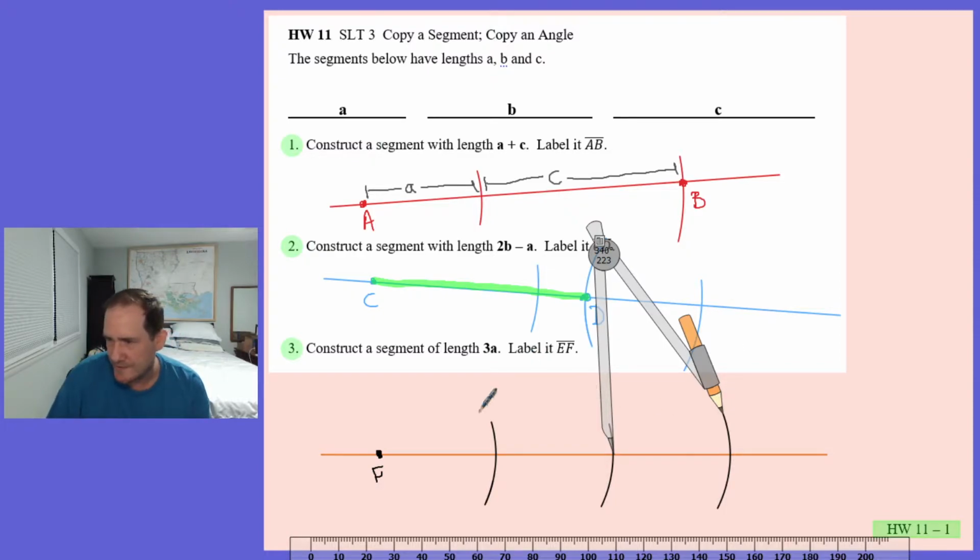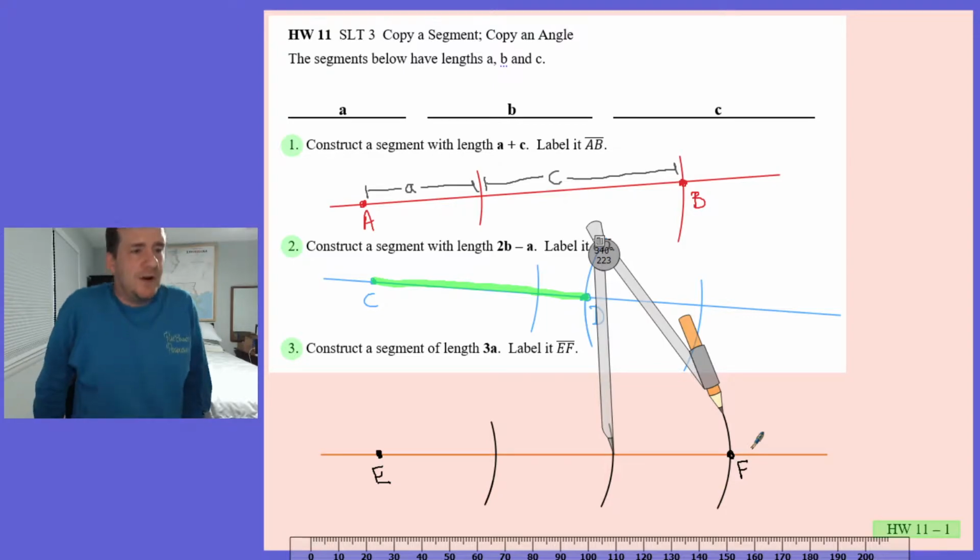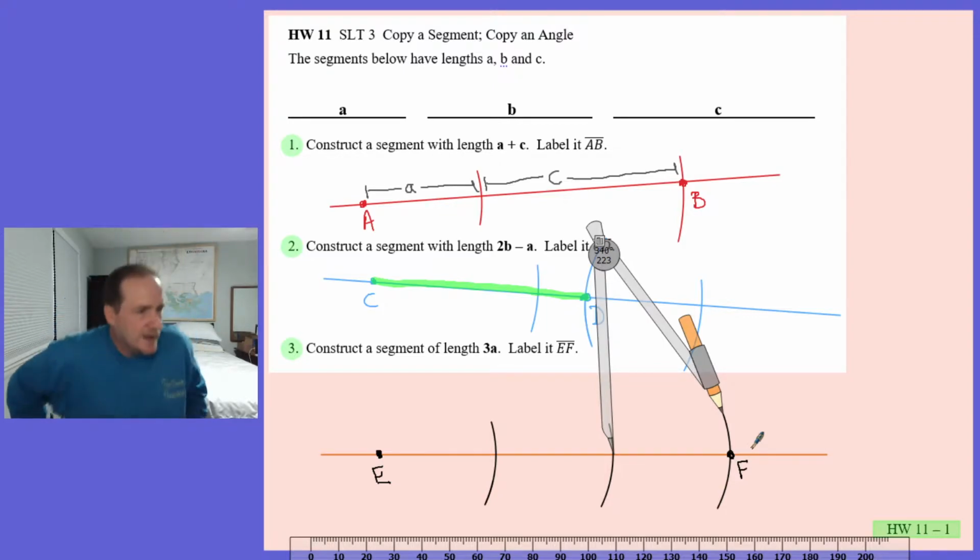I'm not sure why I said F, but it doesn't matter. We could label our segment FE if we wanted to, but EF probably makes more sense. So we'll let that point be E, and then this point over here at the very end will be point F, and that's it. Those are those 3 constructions for duplicating a line segment. Okay, we did 3 different examples.